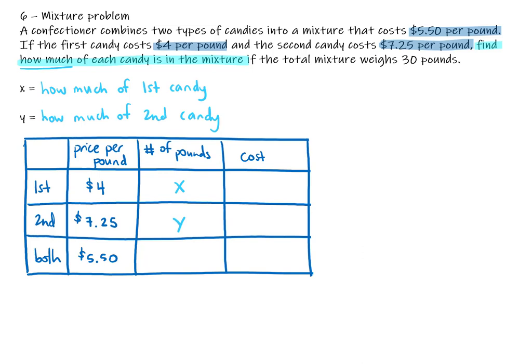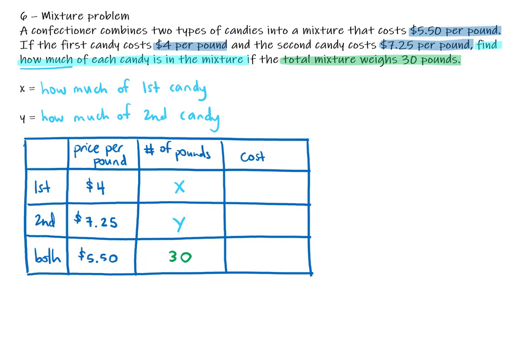There's one more sentence in here that we have not put into the chart, as the last part of the last sentence says the total mixture weighs 30 pounds. So if the total mixture weighs 30 pounds, that means the total pounds is going to be 30 pounds. So far we have in dark blue the price per pound, which was given to us in the question itself. And then we have the number of pounds, which we decided on the variables x and y. And that's what we figured we are looking for. And then we have the 30, which is from the word problem itself.